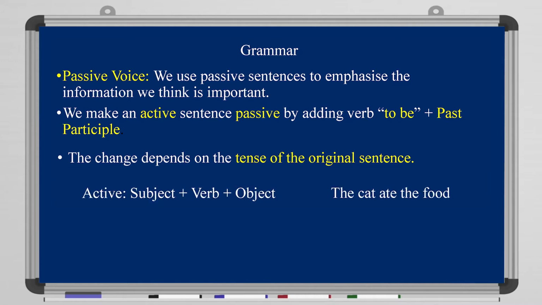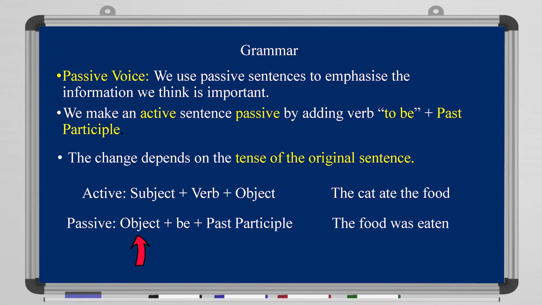In an active sentence, like I said, there is a subject, a verb, and an object. So for example, the cat ate the food. The cat is the subject, ate is the verb, and the food is the object. Now, in a passive sentence, the object comes first. And then we put the correct form of verb to be, and then after that we put the verb in the past participle. And then we complete the sentence. So, if you can look at the example, the food was eaten.